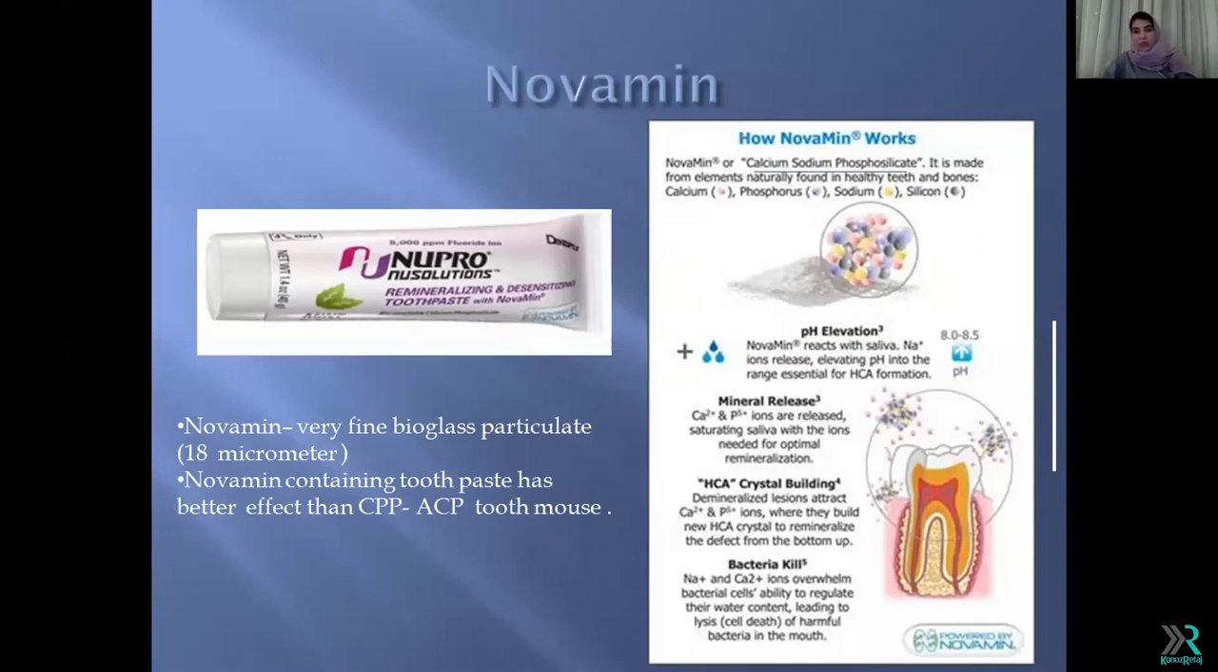How does it work? It contains calcium sodium phosphosilicate, which are natural elements found in healthy tooth and bone. It acts by increasing the pH, which promotes hydroxyapatite formation by reacting the saliva with the sodium, and the pH reaches up to 8 to 8.5, and it increases mineral release by increasing the calcium and phosphorus, saturating the saliva with ions that are important for remineralization and help to build the hydroxyapatite crystals. The demineralized lesion attracts the calcium and phosphorus ions, where they build the new hydroxyapatite crystals. It also kills the bacteria, because the sodium and calcium cause cytolysis, or programmed cell death, of the bacteria by changing the osmolarity.